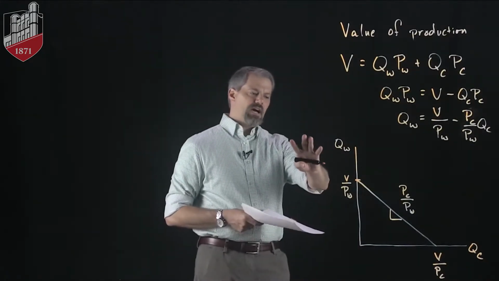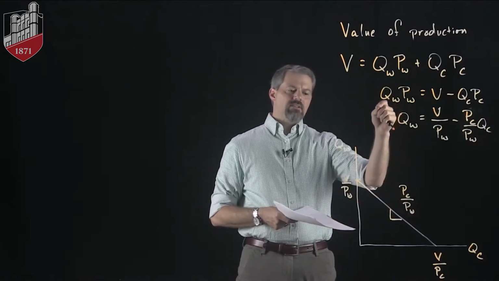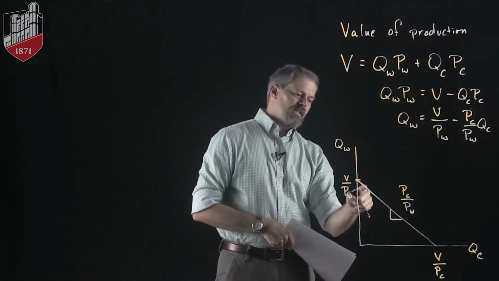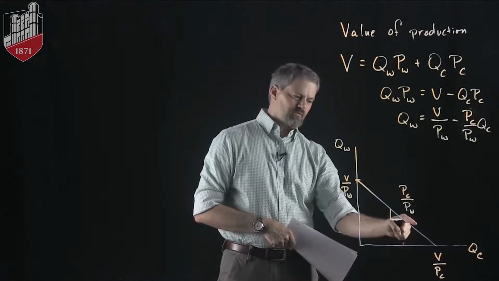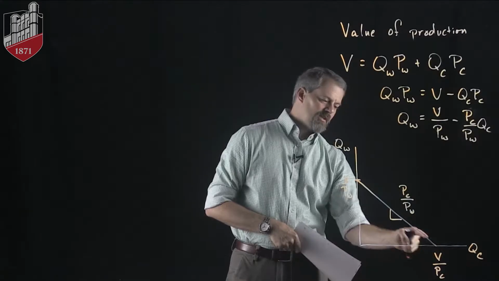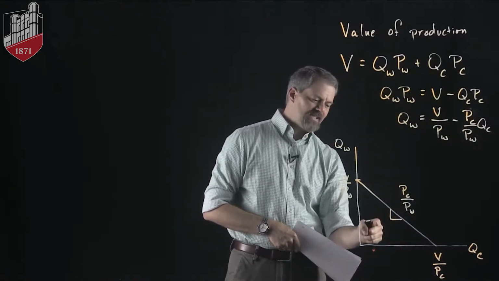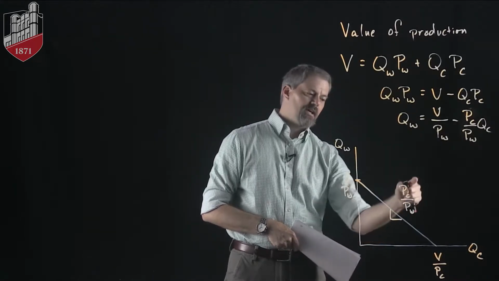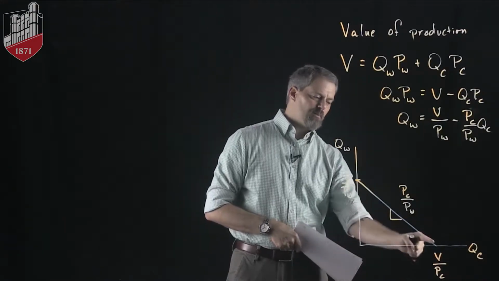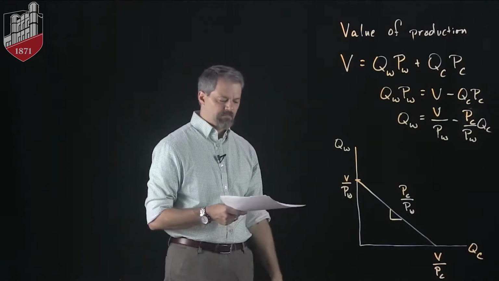So there's an iso-value line that represents all combinations of wine and cheese that are of the same value. Okay, this bundle has the same value as that bundle, the same value as any bundle on here. Now, a bundle that's back here would have a smaller value, and a bundle out here would have a higher value. But all of the bundles on that line have the same value, so it's an iso-value line.